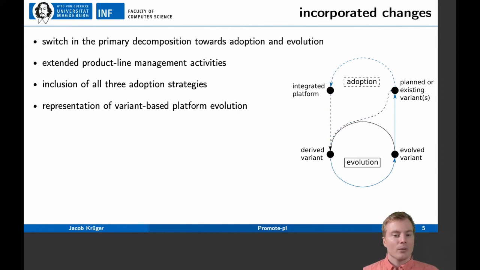Fourth, we represent different evolution strategies, particularly variant-based platform evolution, where you have a derived variant that you evolve, and then you have some existing variant that you want to reintegrate into the platform. And this can be done mainly by two patterns. The first one is that you integrate the whole variant, or that you want to do asset-based propagation.